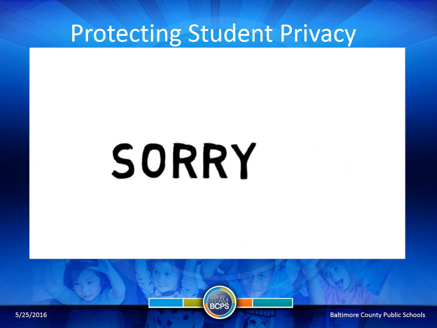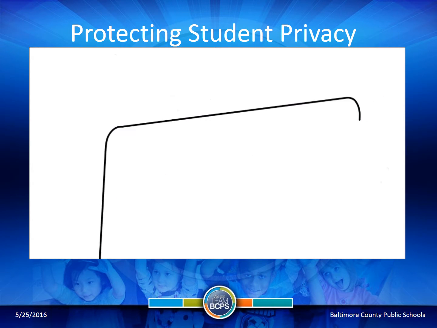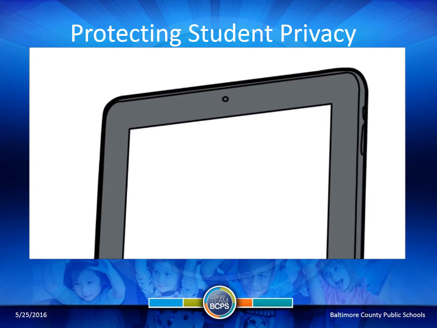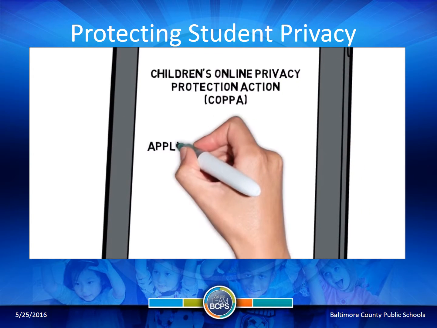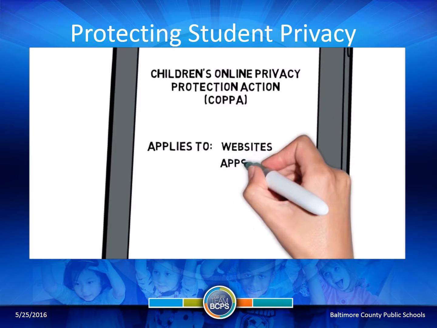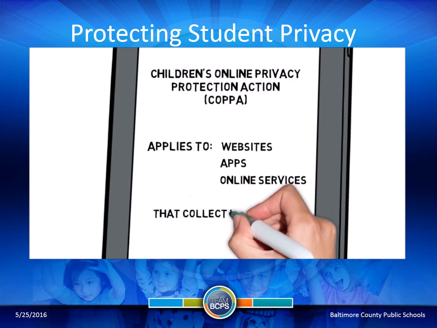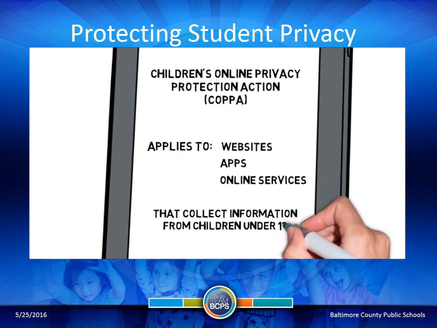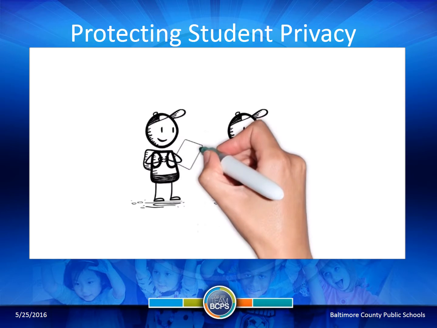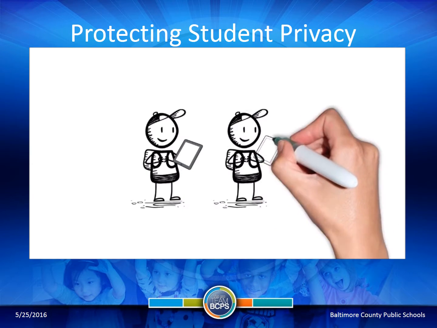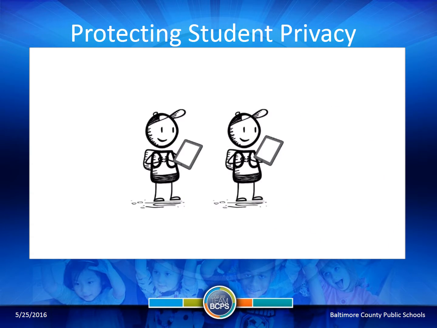Of course, FERPA isn't the only federal law in question. Let's briefly review a few others that might apply. Another law is the Children's Online Privacy Protection Act, or COPPA. It applies to websites, apps, and online services that collect information from children who are under the age of 13. COPPA requires verifiable parental consent prior to collecting personal information from children online. In some cases, like when a student must use a website or an app for school and there is no commercial purpose, COPPA allows schools to exercise consent on behalf of parents.